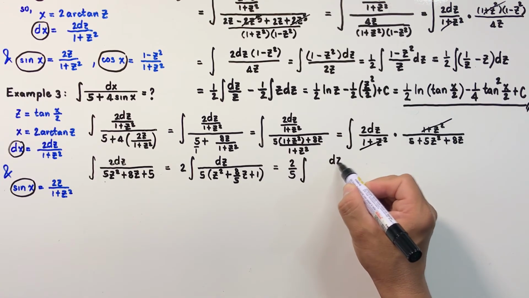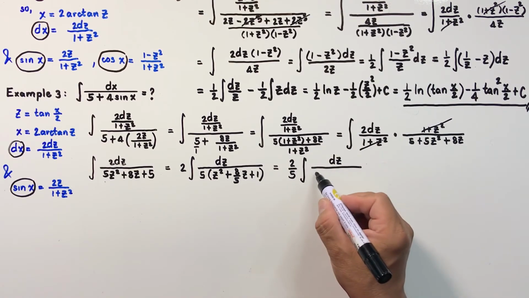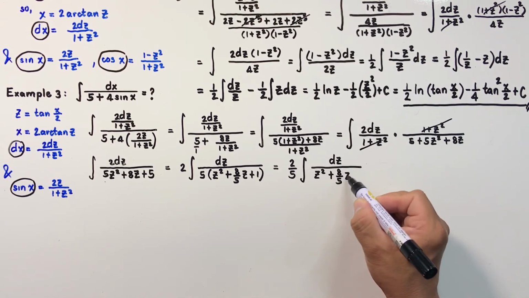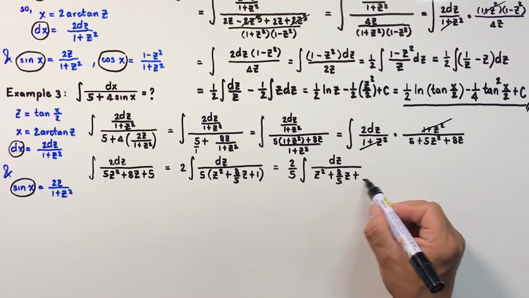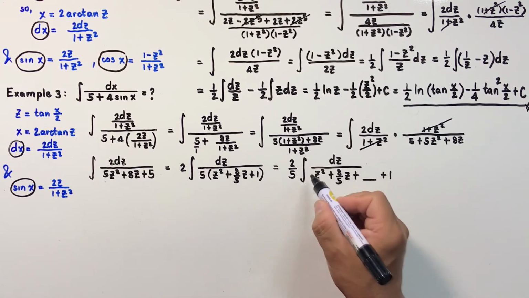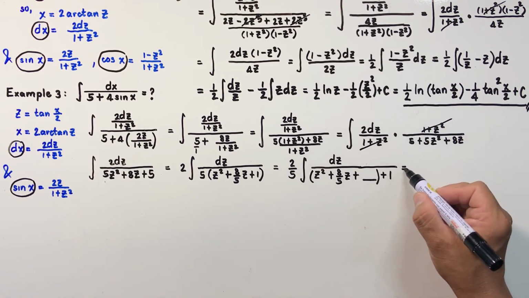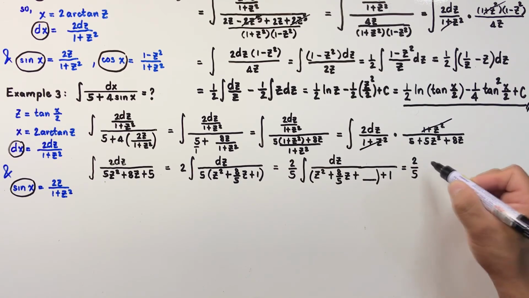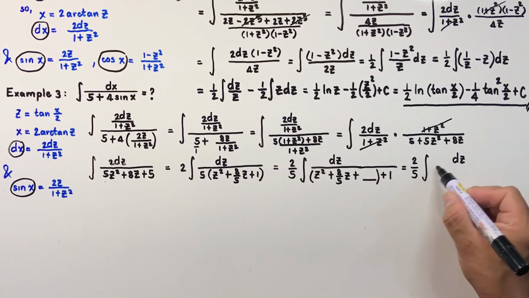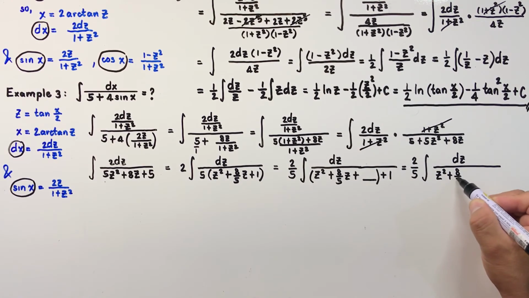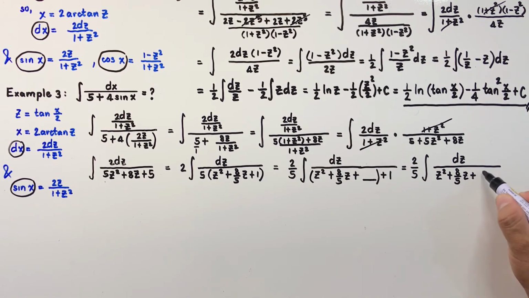So we have 2/5 times the integral of dz over z squared plus 8 over 5z, and then we need to add one term there to complete this trinomial. And what is that term? That third term that we need to add is just the square of the half of the second term. So what is half of 8 over 5? Half of 8 over 5 is 4/5. So this is 4/5 quantity squared.